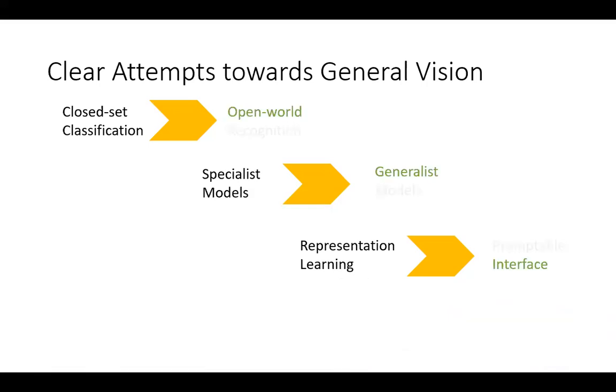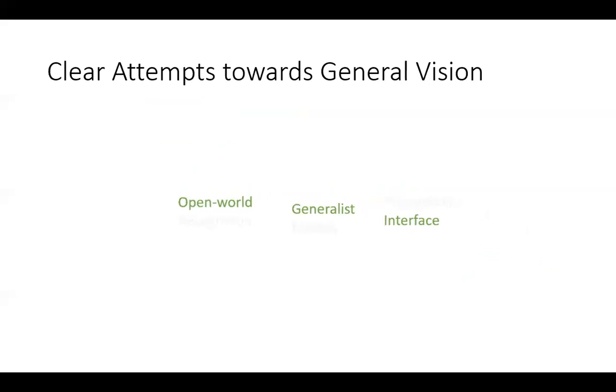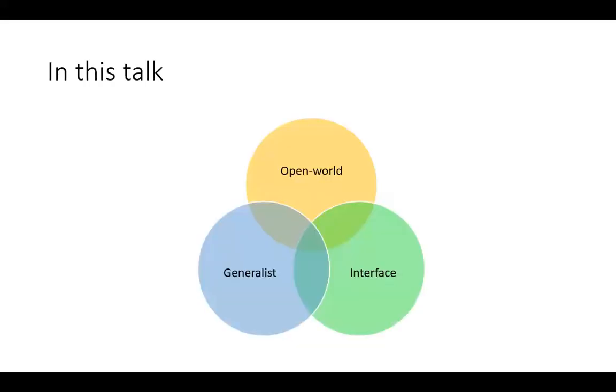And in this trend, I would like to highlight three words: open-world, generalist, and interface. These three words together exhibit a great aspiration for computer vision people towards the next generation vision understanding system. In the next part, I will try to walk you through the detailed techniques behind each of these components.